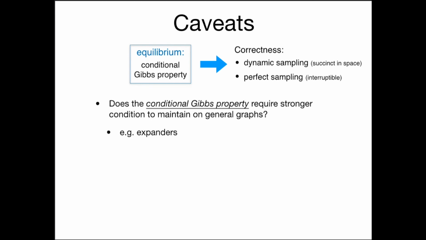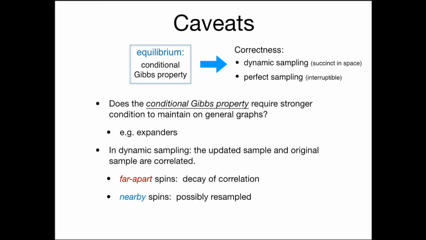And another caveat is that in dynamic sampling, the current sample and the new sample can be highly correlated because they can be the same almost everywhere. However, morally, this should be fine, at least for applications like computing marginal probabilities. Because intuitively, far apart spins don't matter due to decay of correlation. And meanwhile, the nearby spins have much higher chance to be resampled, thus break the correlation between samples. This is not rigorous. Rigorous analysis of the impact of correlations between samples in dynamic sampling is quite interesting and should be done in the context of specific applications of sampling.